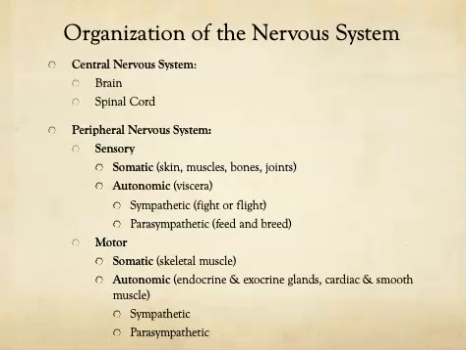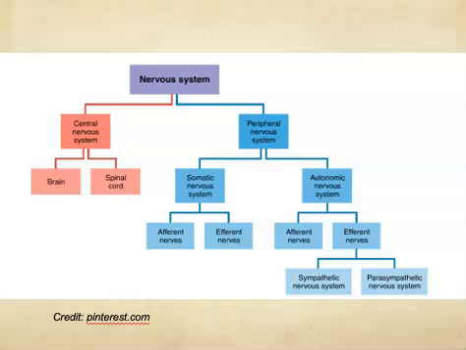So, the first thing that's critical to our understanding of how the cells of the nervous system function is to understand how the nervous system is organized. Now, the way I've described the organization of the nervous system is only one way to look at it. On this slide, you can see it laid out slightly differently. The information is the same, but it's described in a slightly different hierarchy.